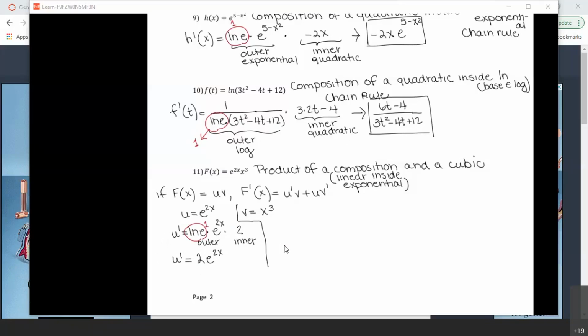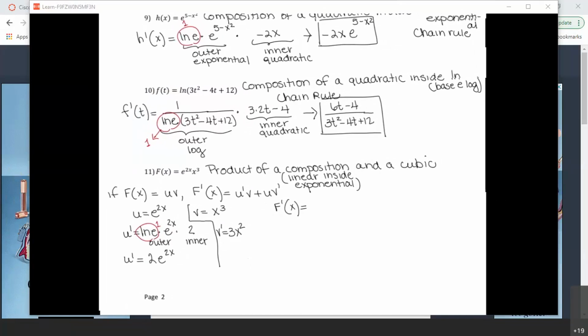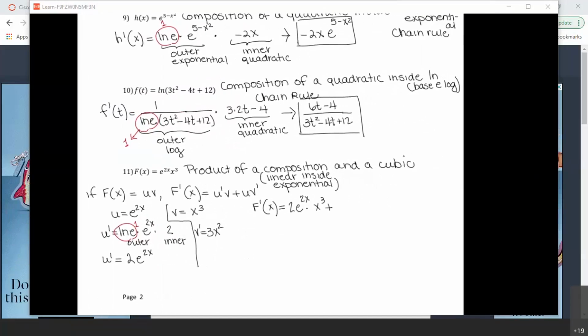Now for v prime, that's easy. That's 3x squared. And then I have f prime of x. I'm just going to follow my pattern. So I have u prime, so 2e to the 2x times v, plus u, which is e to the 2x, times v prime. So here's u prime, v prime, just so you can see the bits.